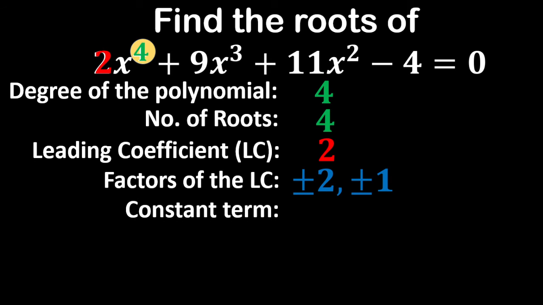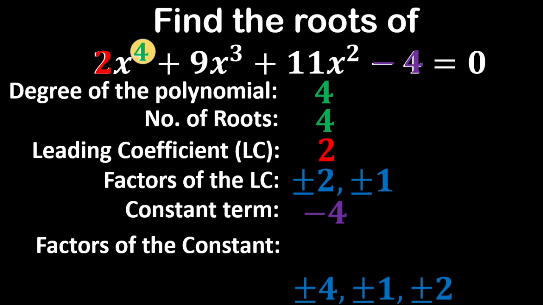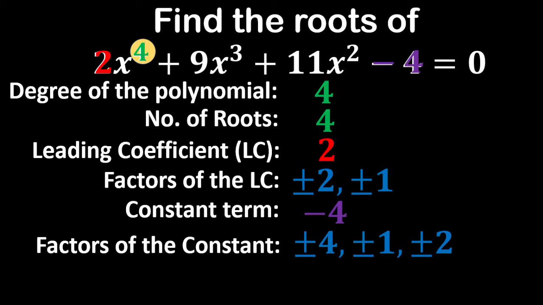And the constant term is negative 4. And the factors of negative 4 are positive and negative 4, positive and negative 1, positive and negative 2. So, kung may 4 ka, ano yung factors niya? 1 times 4, tsaka 2 times 2. Okay? So, yun lang ang factors natin.